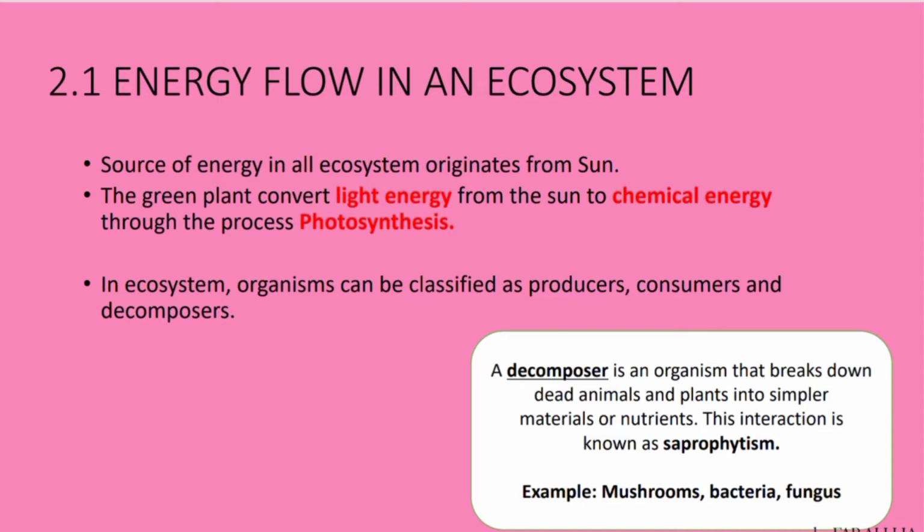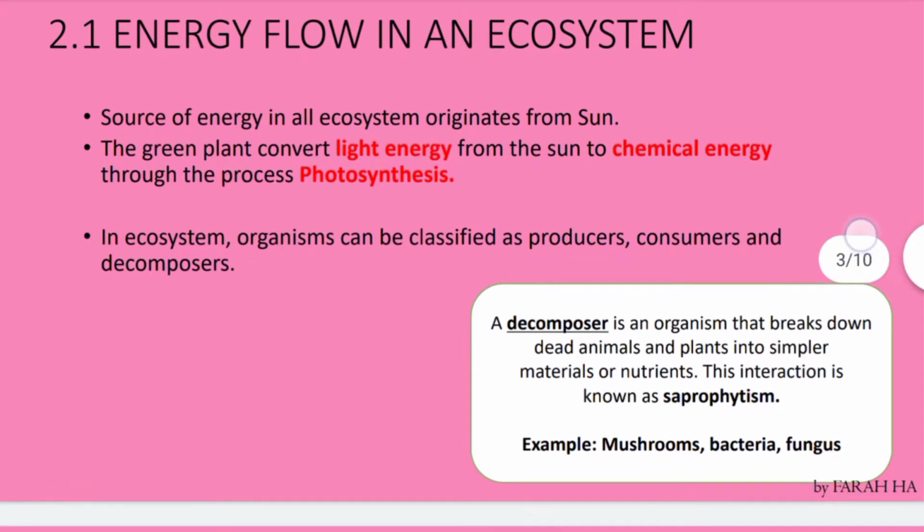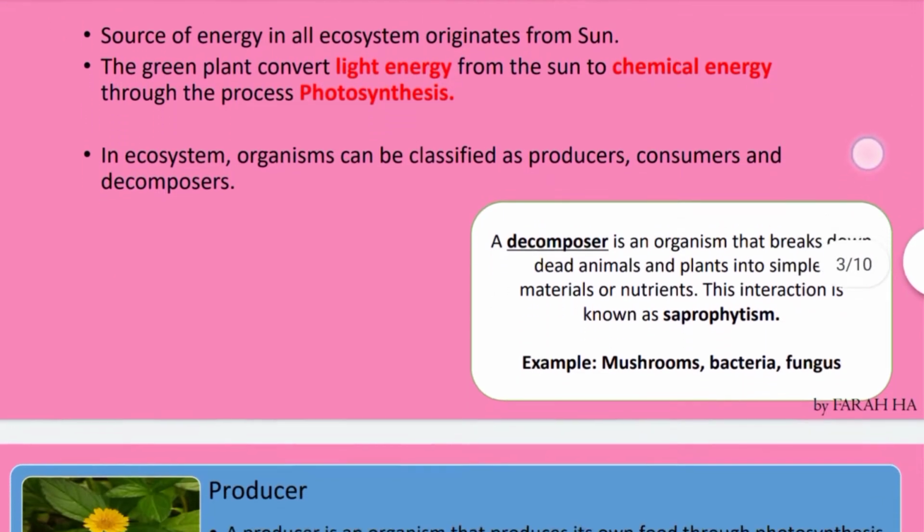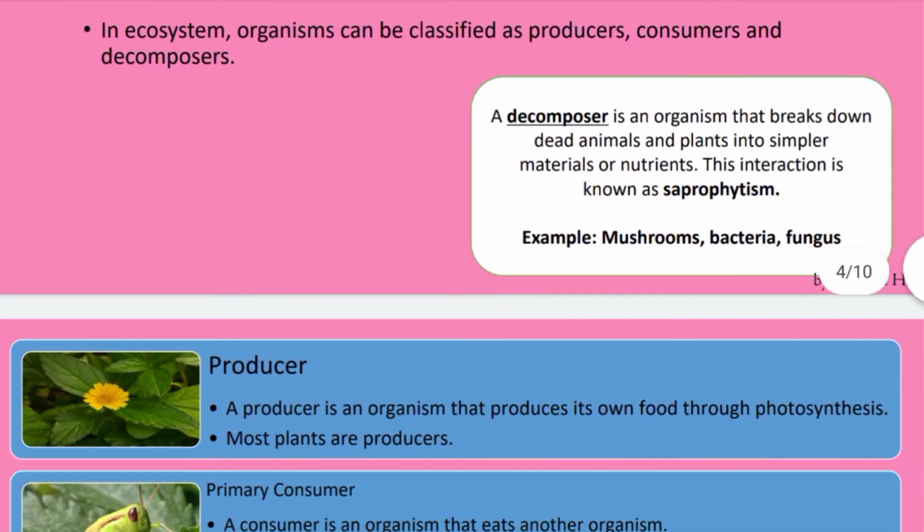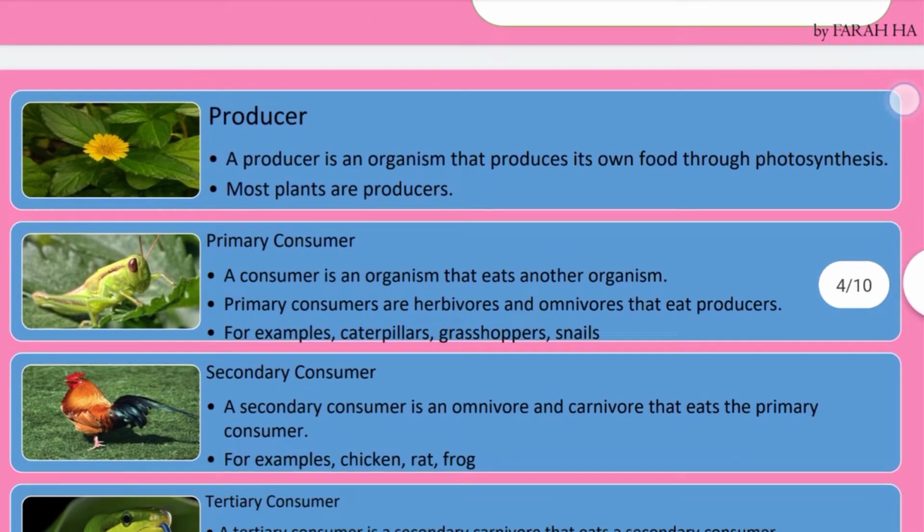In an ecosystem, organisms can be classified as producers, consumers and decomposers. So who is the producer, who is the consumer and who is the decomposer? Okay, let me explain one by one.